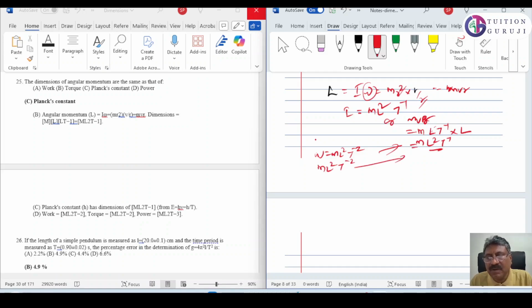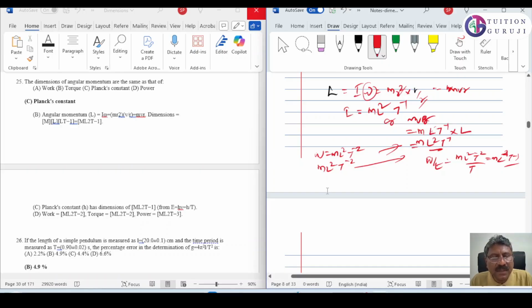Next is actually power. Power is actually work by time, which is equal to ML square T raised to minus 2 divided by T. That means ML square T raised to minus 3. So that is not correct either.